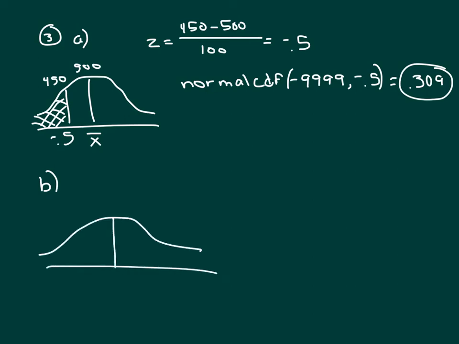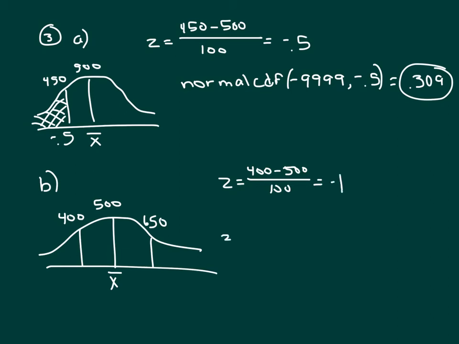So our mean is 500, so 400 is going to be to the left of it, and 650 will be to the right of it. All right, so now we need to find a z-score that's associated with each of these. So if we want to find the z-score associated with 400, we'll do 400 minus the mean and divide that by the standard deviation to give us -1.